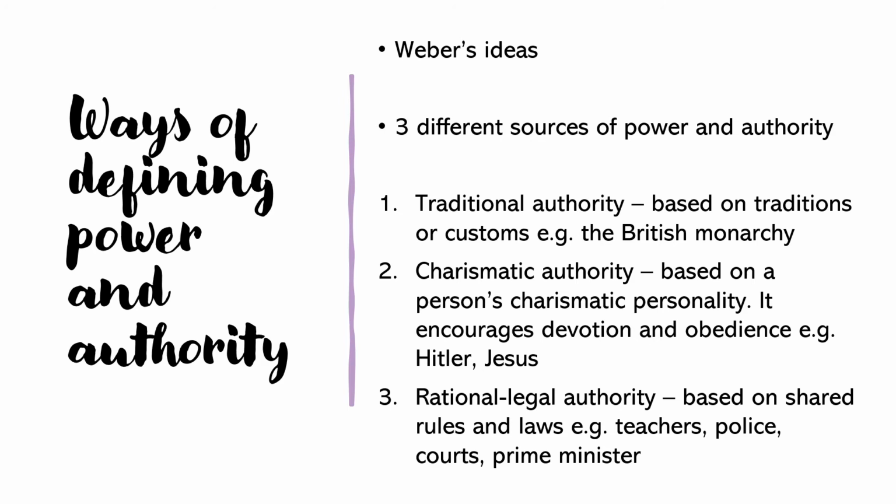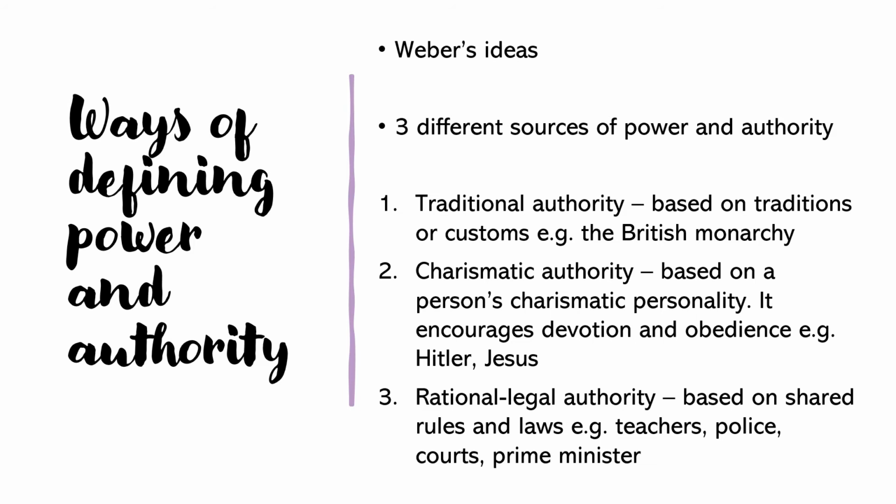The third type by Weber was rational legal authority. So this is kind of like the formal authority from the previous slide. People who have authority based on sets of rules and laws, job titles that they have. So, for example, teachers, the police, the courts, Boris Johnson, the Prime Minister, they all have authority because of the position and kind of the job contract, the situation that they find themselves in.